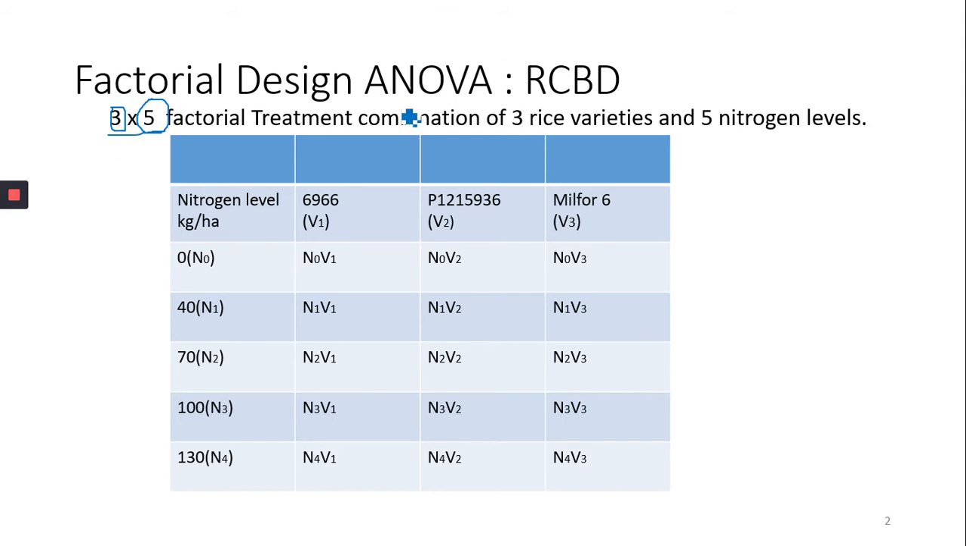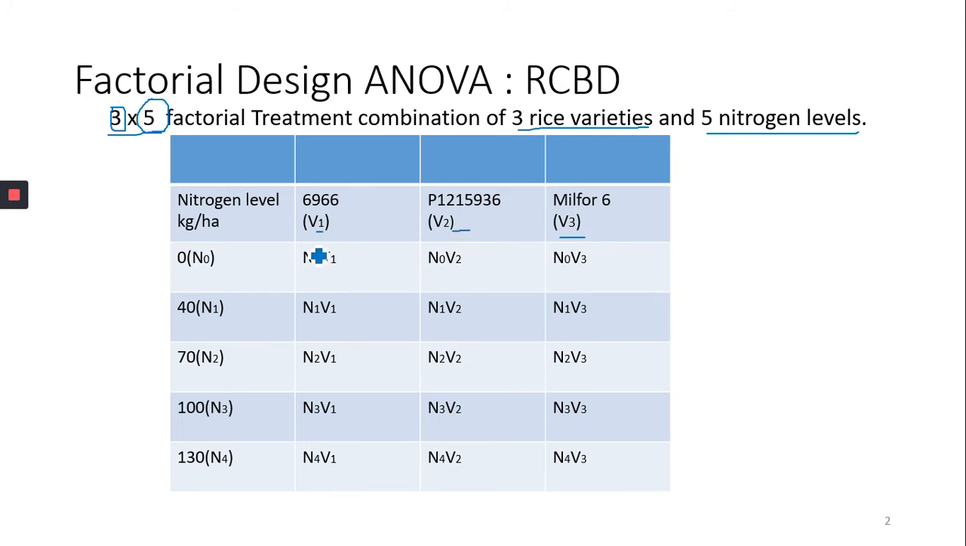So here we've got 3 rice varieties. So variety is a factor, and the different varieties are levels within the factor variety. And we've got 5 nitrogen levels. Firstly, there is no nitrogen application, that is 0 kilograms per hectare, then 40 kilograms per hectare, 70 kilograms per hectare, 100 kilograms per hectare, in that order, and we have the varieties V1, V2 up to V3.